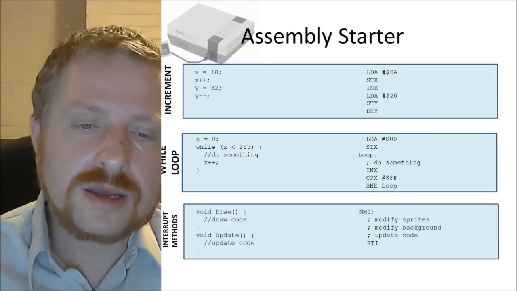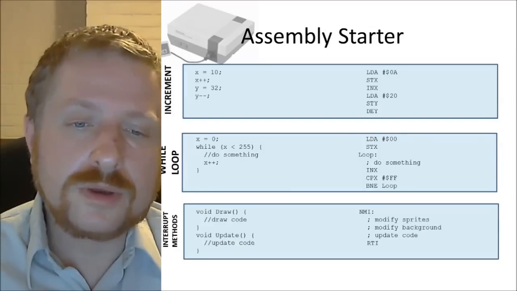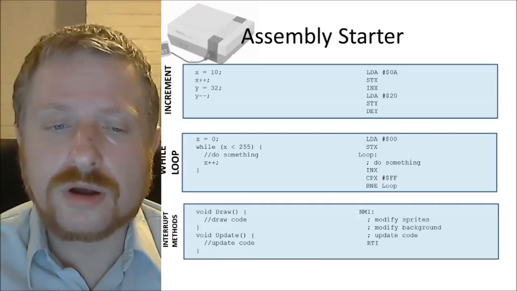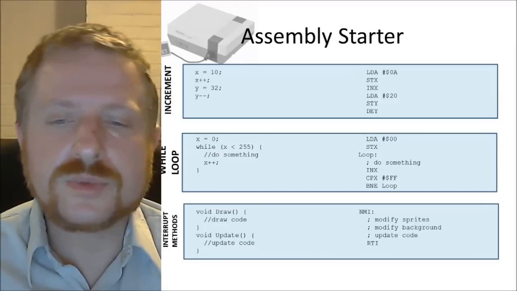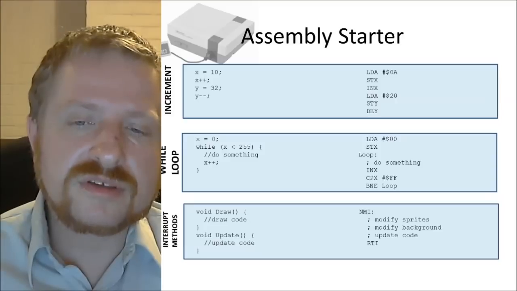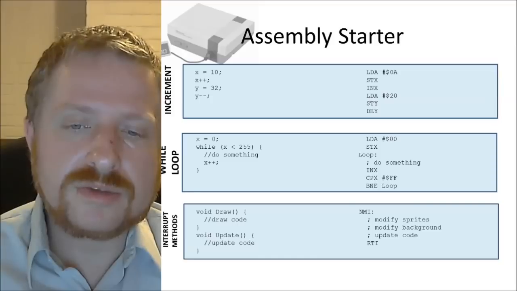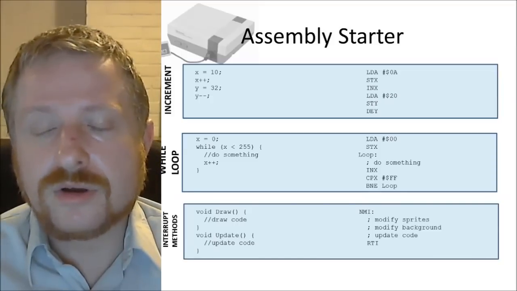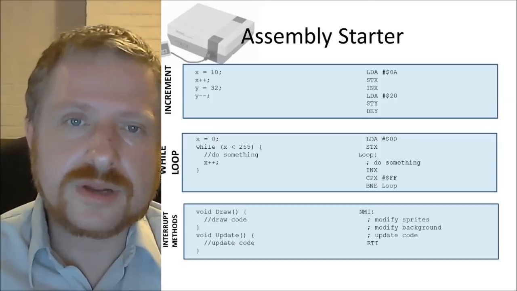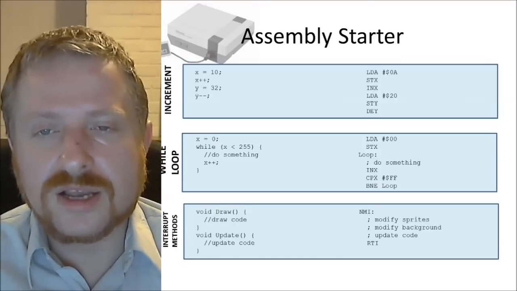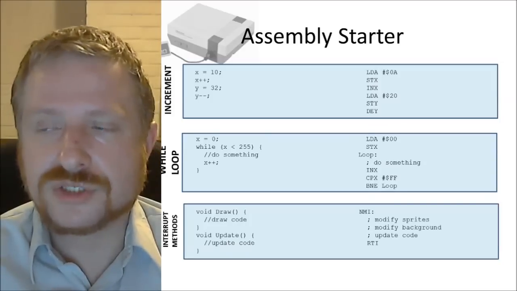In a game programming framework like XNA, we may have a couple of methods like draw and update, for drawing something to the screen and updating the game engine. In the 6502 assembly, we have a label NMI, the non-maskable interrupt, and that gets called on every frame. When that gets called, we modify our sprites, modify the background, and update the game engine code. Then we use this RTI command, which means return from interrupt. That stops execution once it hits that RTI.